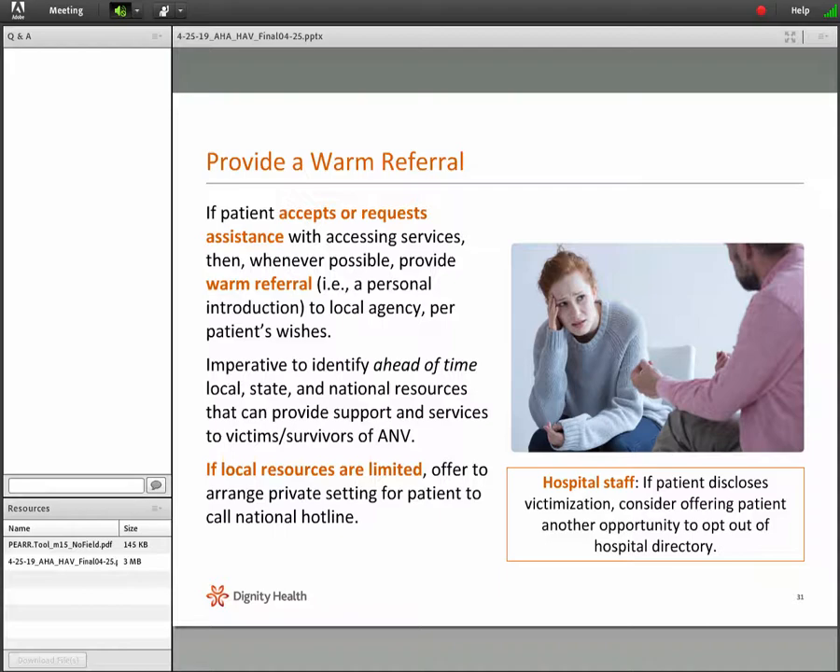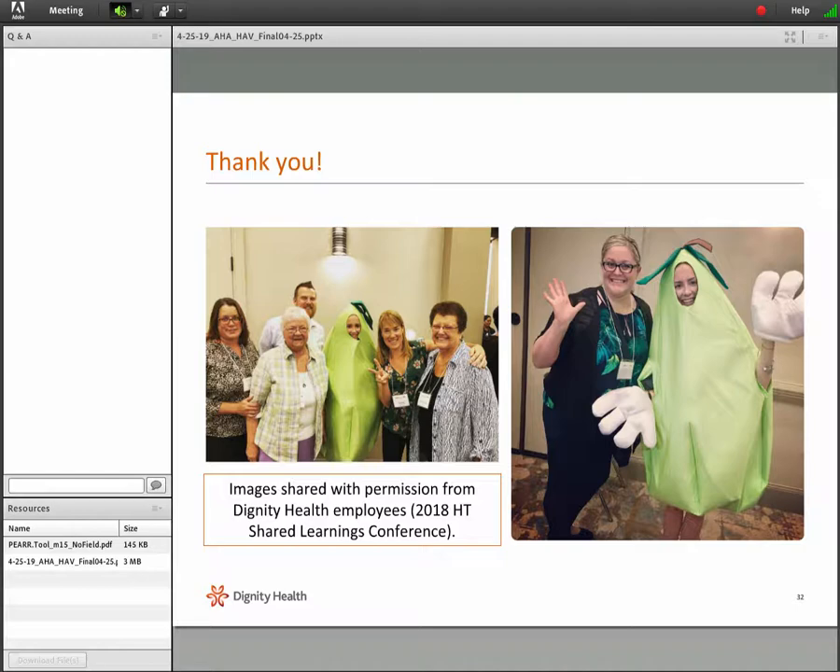For hospital staff, if the patient discloses victimization and they're sitting there waiting to speak with someone, consider offering them another opportunity to opt out of the directory, meaning to be confidential. We have had cases where patients agreed to speak with an advocate and someone arrived and found them in the hospital and they left with that person.